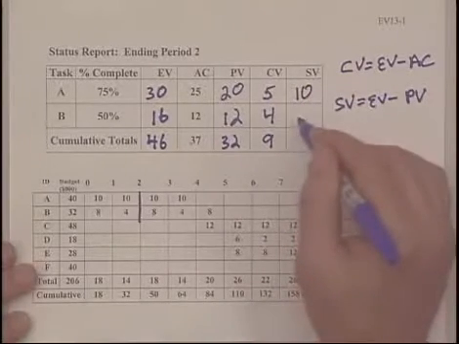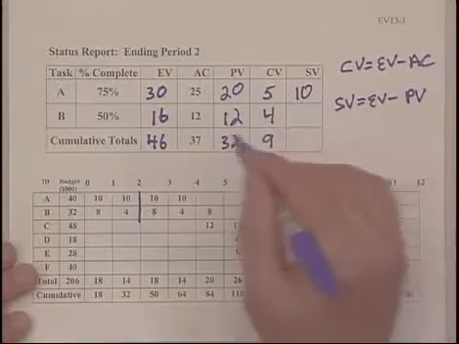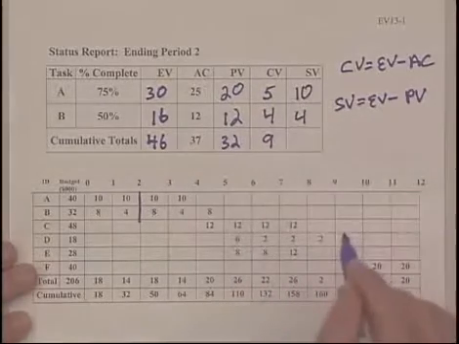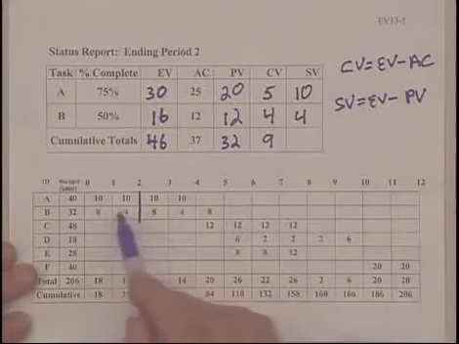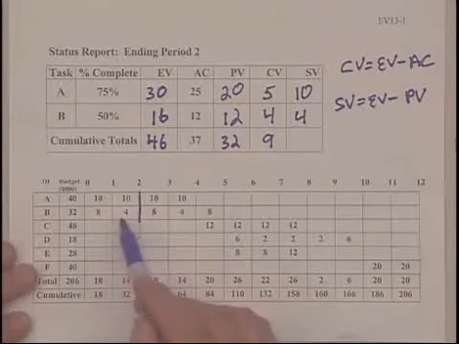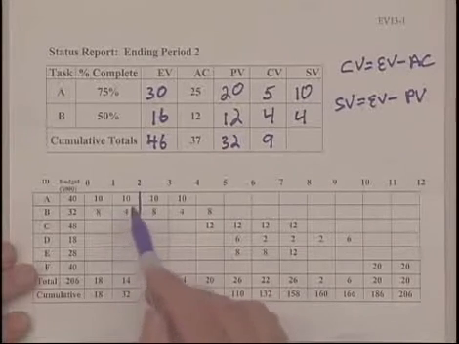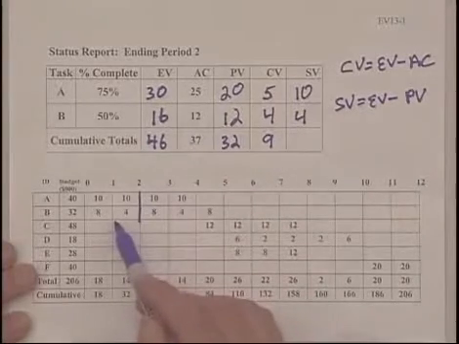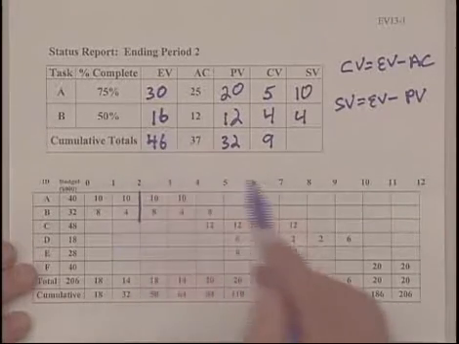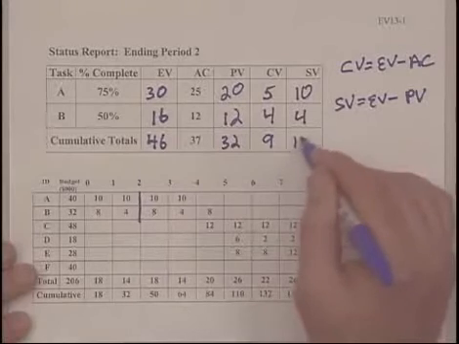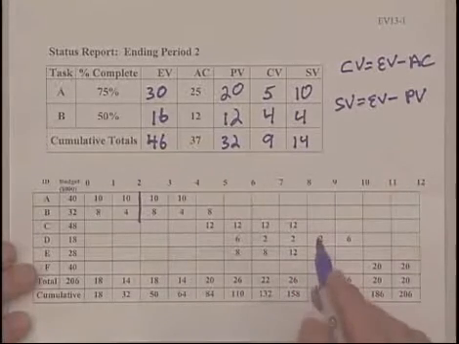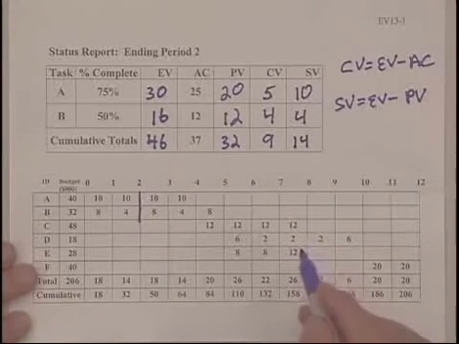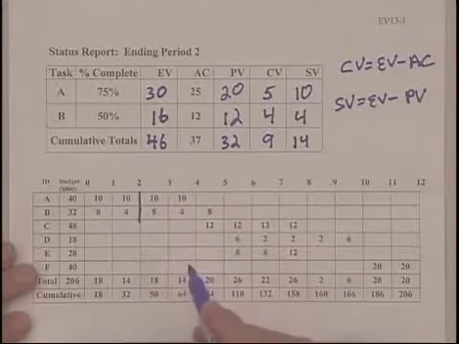10 for A and 4 for B. And if you look down here, in both cases, we've accomplished more work than what we had planned. We were supposed to do 20,000, we got 30,000. And we were supposed to have done 12, we've got 16. So there's $14,000 of planned work that we've done ahead of schedule at the end of the second period.